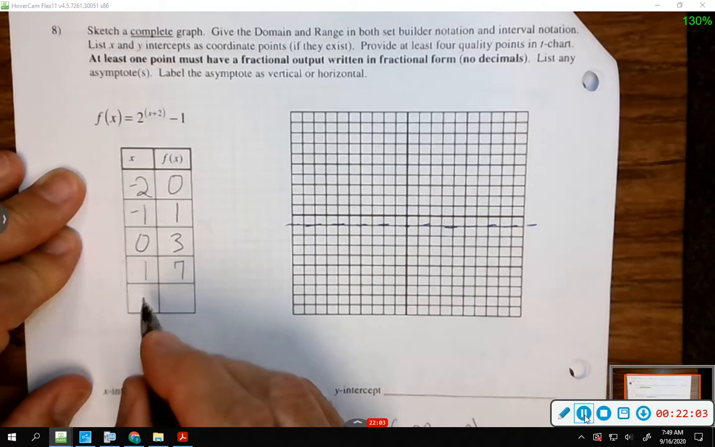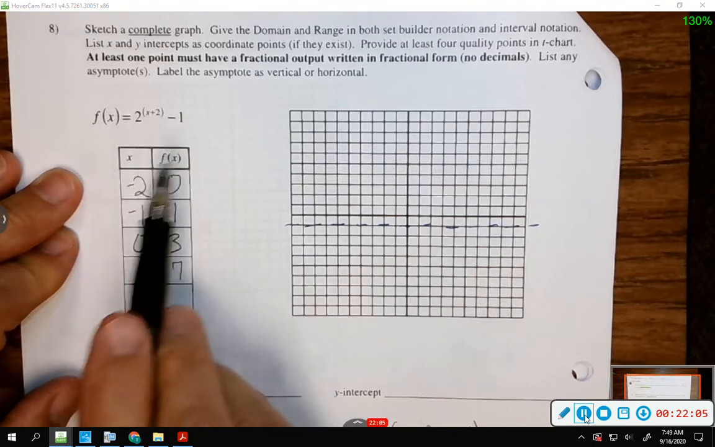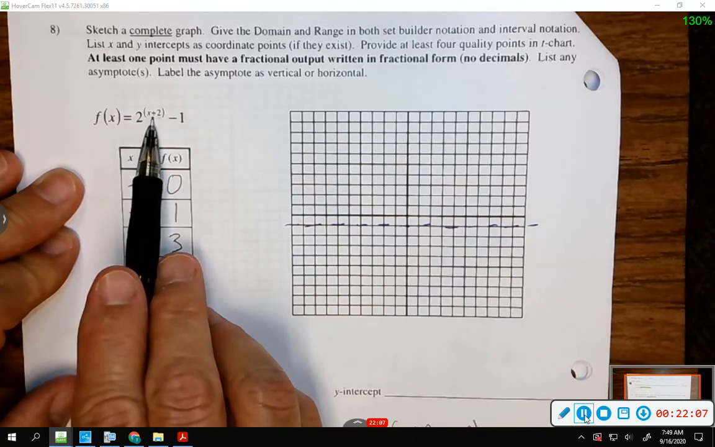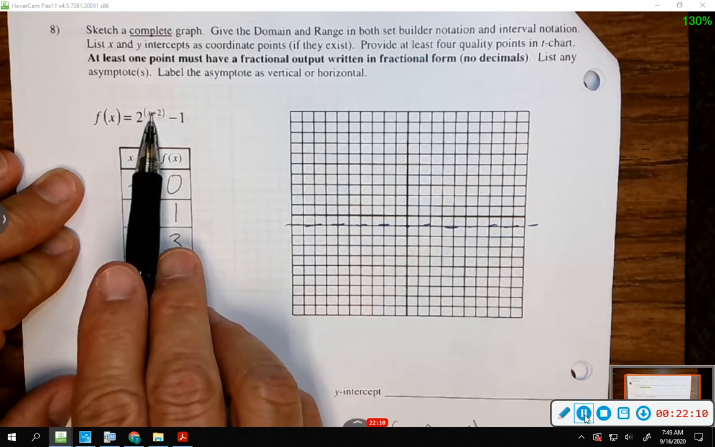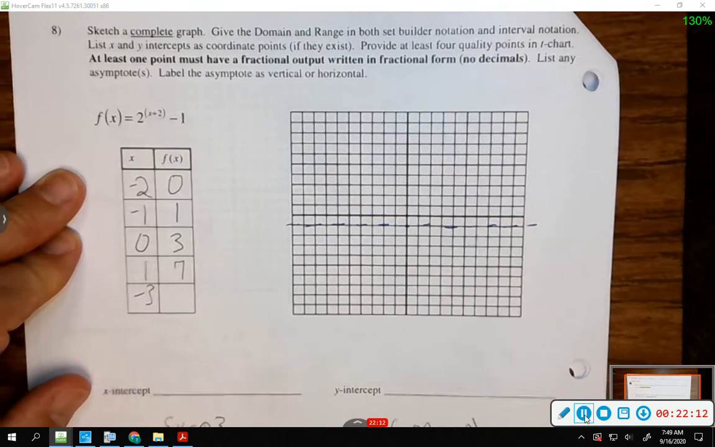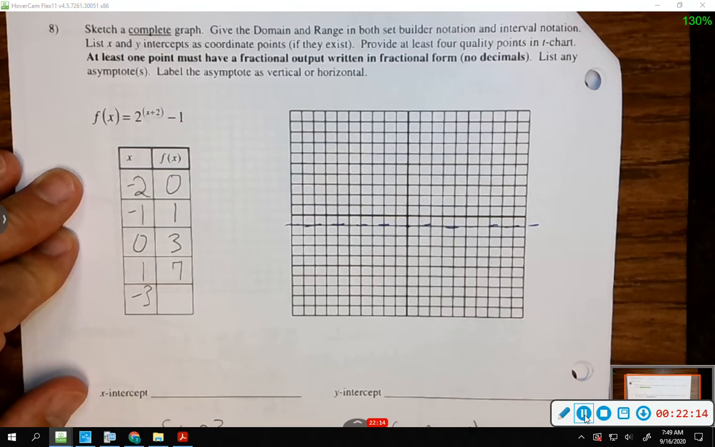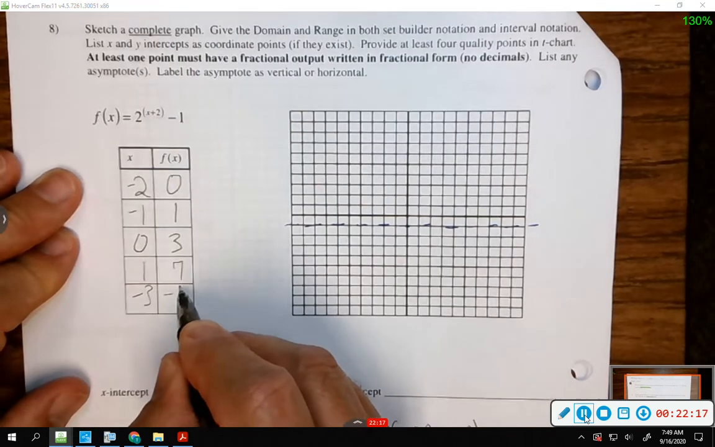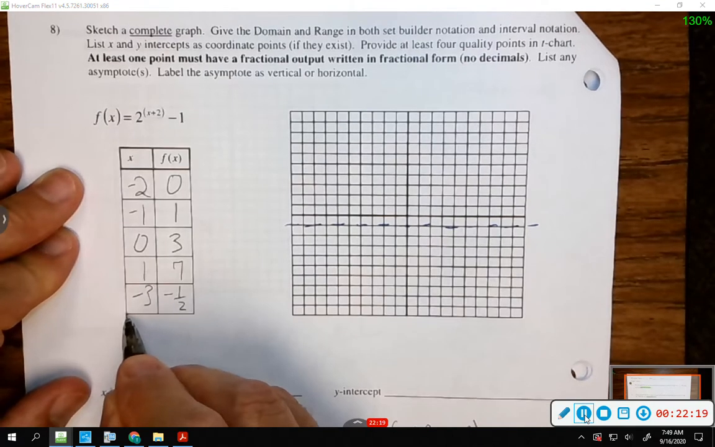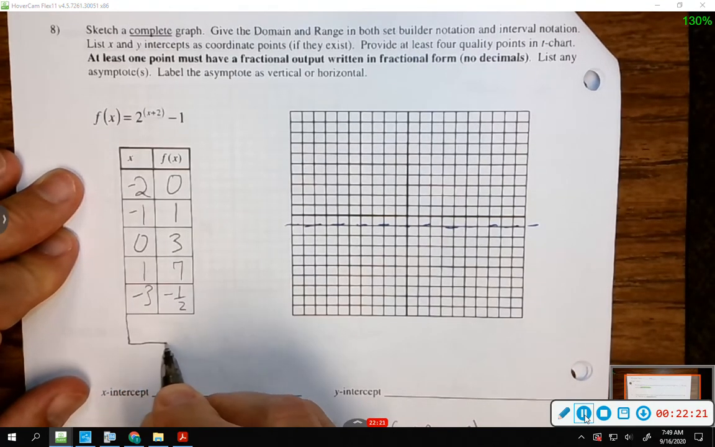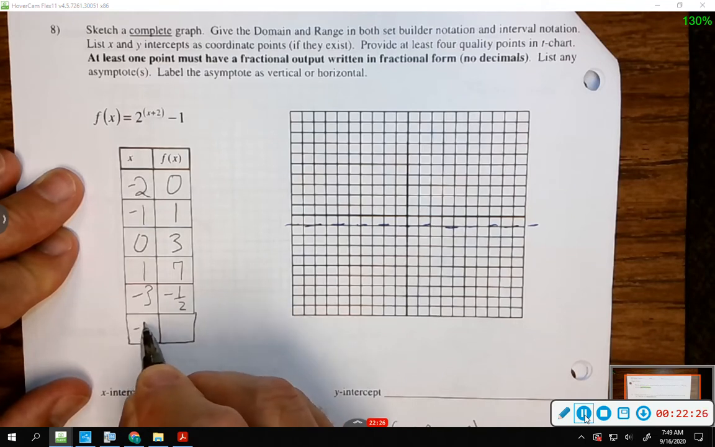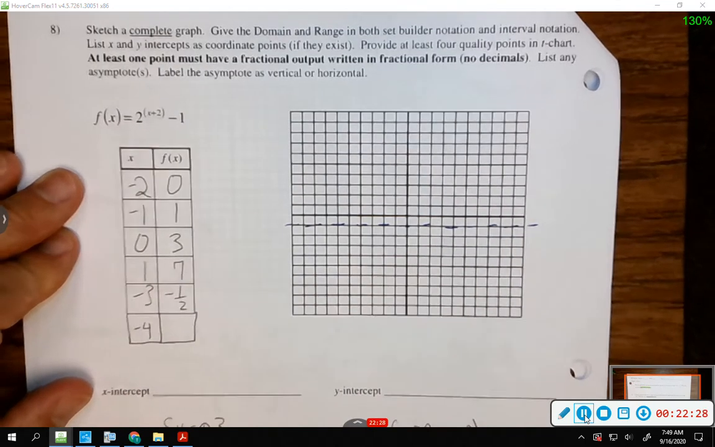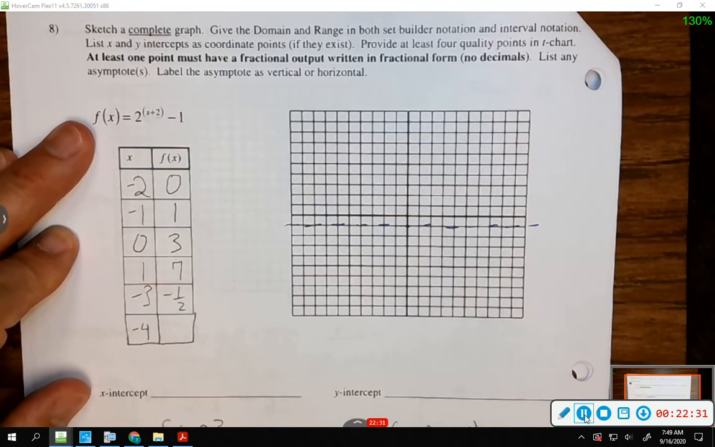If I plug in negative 3, negative 3 plus 2 is negative 1. 2 to the negative first power is 1 over 2 to the first power. It's 1/2. Minus 1 is negative 1/2. Now, you're not going to have your calculator on this test, and you have to be able to evaluate these negative exponent situations. I'm going to do one more just for good measure. Negative 4 plus 2 is negative 2. That's 1 over 2 squared.